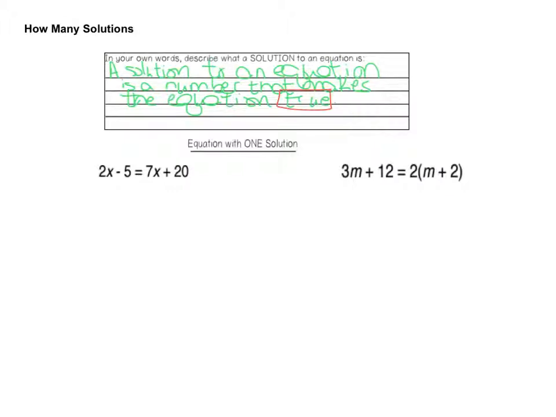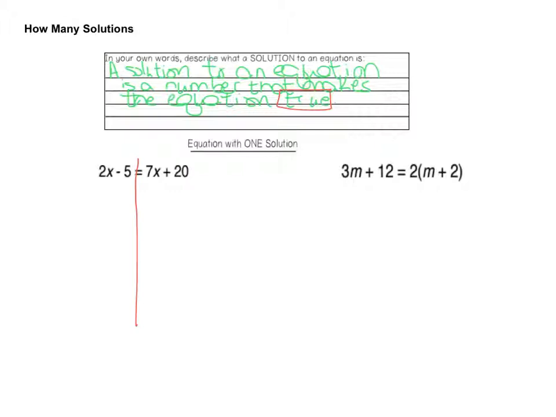Okay, so let's look at two equations with one solution. These are both like yesterday, so if you think you can handle these two right now, feel free to pause the video and try it. If not, I'll walk you through these two. Okay, remember, when we are looking at an equation with a variable on both sides, our first step is to find that equal sign. So we're going to find that equal sign, we're going to draw our line.